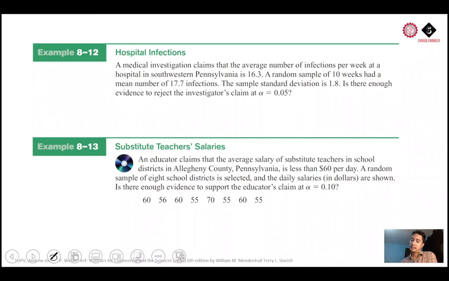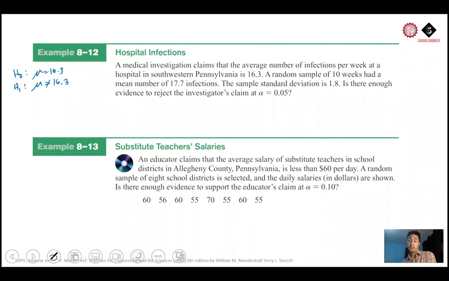First, let's state the null hypothesis. The null hypothesis is that the mean equals 16.3. For the alternative, it is a random sample, so there's no specific direction for the number of infections, whether it is greater than or less than 16.3. So that is unequal to 16.3.